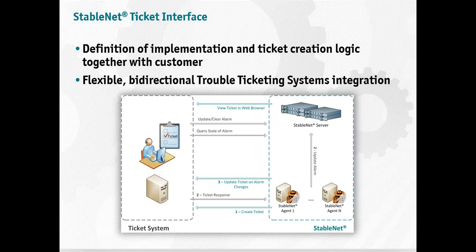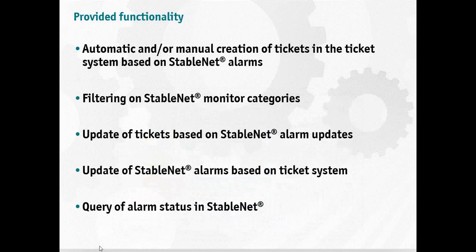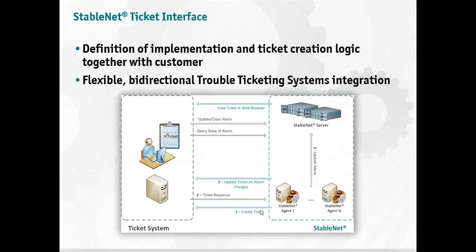Whenever an alarm occurs on a StableNet agent, an event is triggered internally so that a ticket is created in the ticket system. Normally, when creating a ticket, you get a response from the ticket system, which will be some kind of acknowledgement, and this usually also includes the ticket number, for example. This ticket number will then be updated in the StableNet server to have it documented.